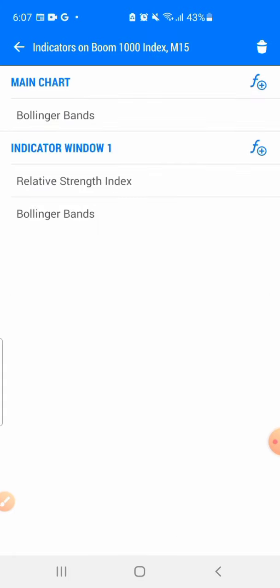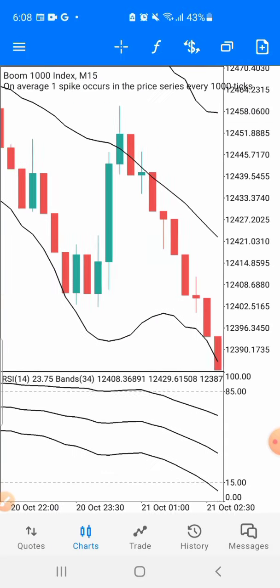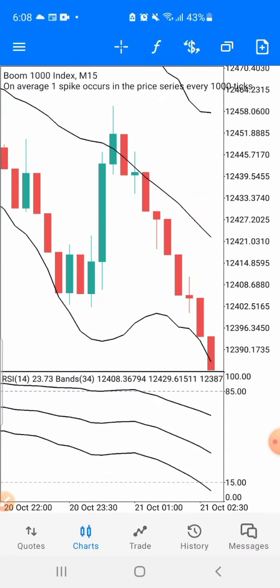Then the next setup is our Bollinger Bands, and the setup is still simple. We have period 34, deviation 0.500, shift 0. We have apply to close, and style 3 pieces. I use black. You can also use any color of your choice. So that is exactly the setup on our window 1. Once you are done, this is how to filter the best trade to take.